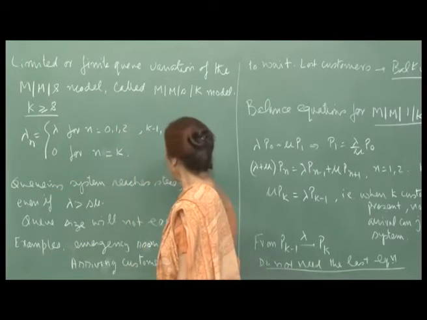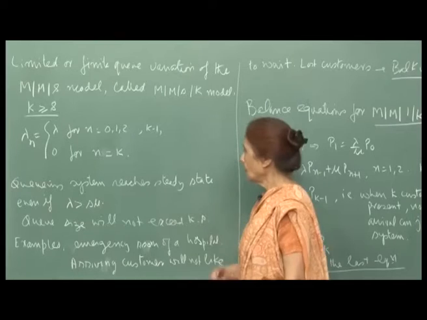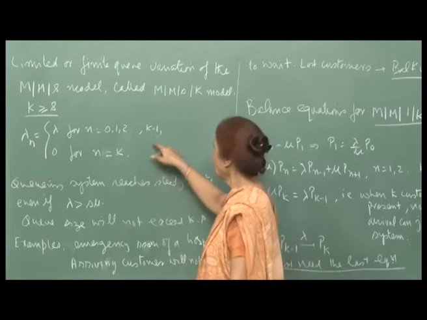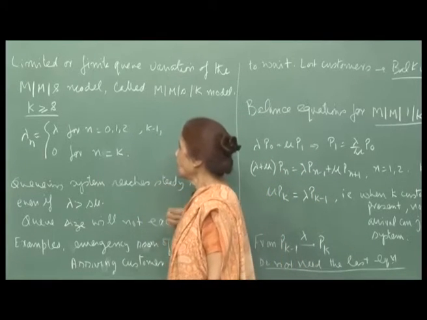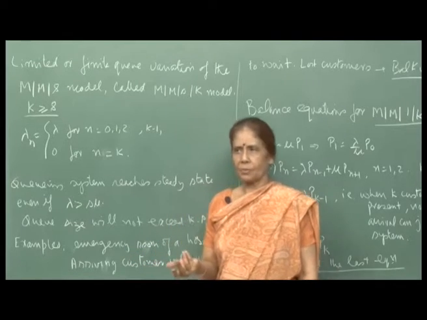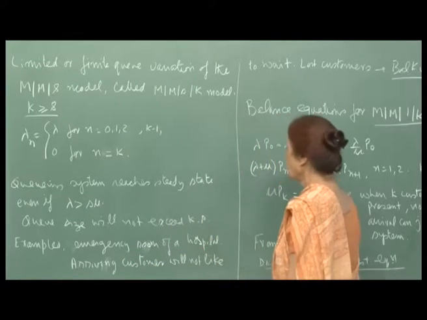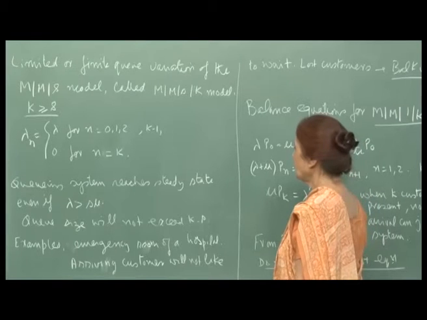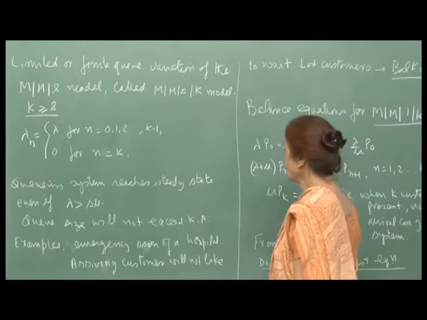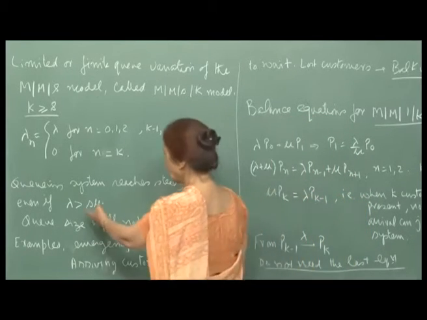So, that means you will not allow people to come. Once you have k people in the system, you will not allow people to enter the system essentially, right. And here the queue will reach a steady state even if lambda is greater than s mu.